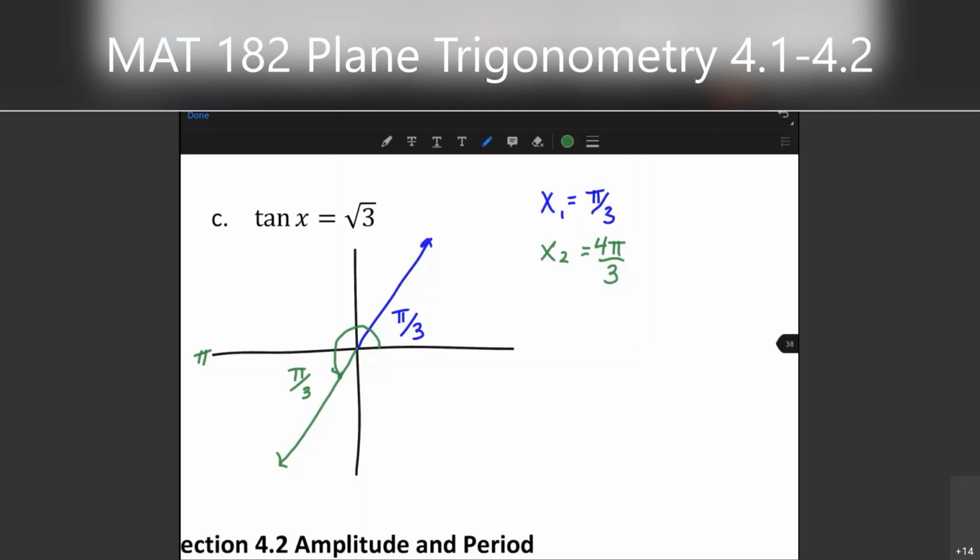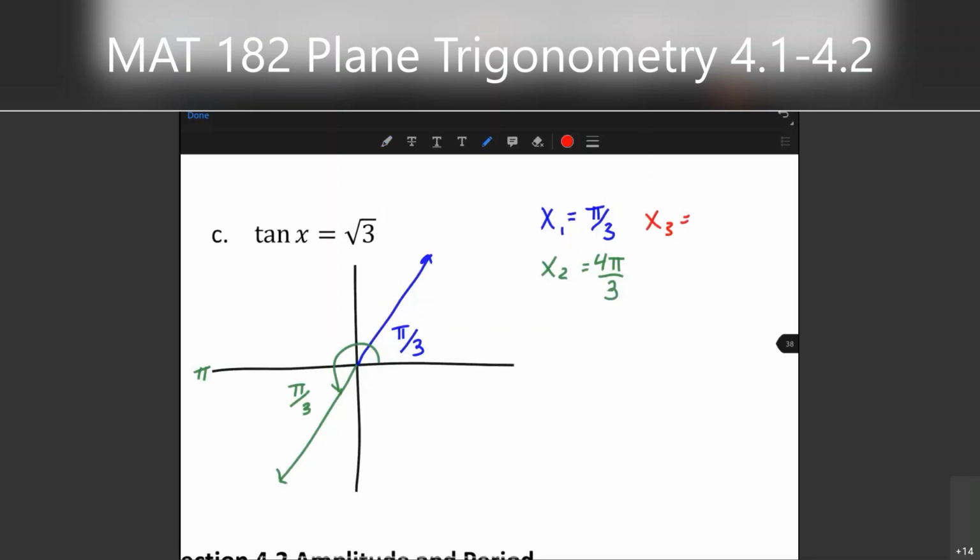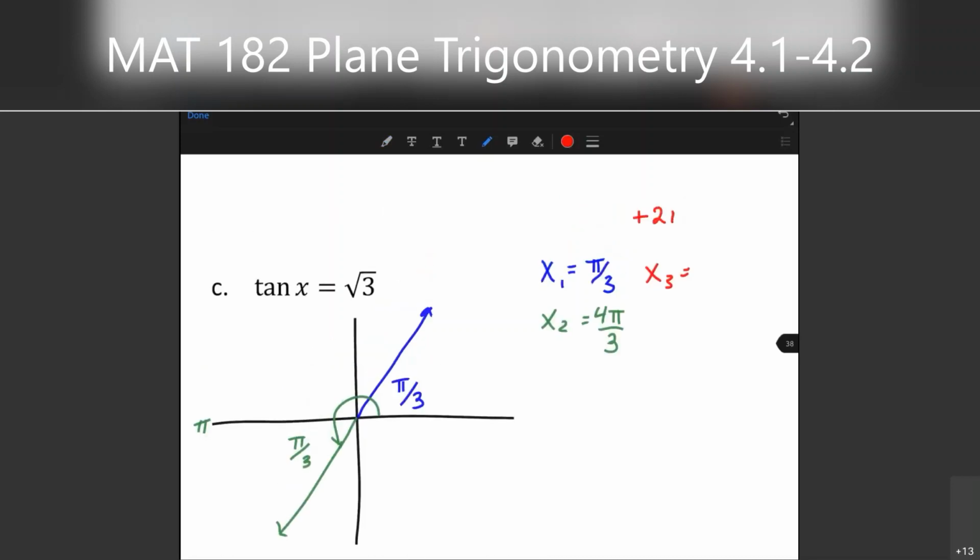All right, so now we want to think about taking some coterminal angles to these. So if I wanted to find a fourth solution, what would be our coterminal angle for x1? Seven pi over 3. Yep, 7 pi over 3. So these coterminal angles, if we add 2 pi, or equivalently, we can think about adding 6 pi over 3. Those two numbers are the same. So that's 7 pi over 3. Excellent.